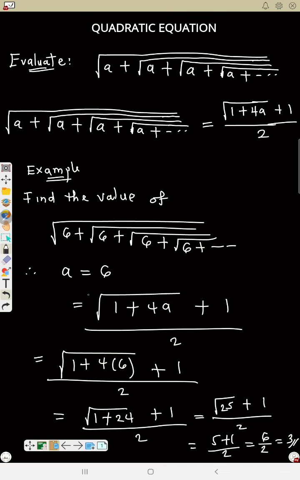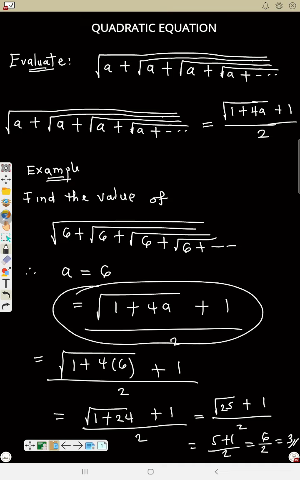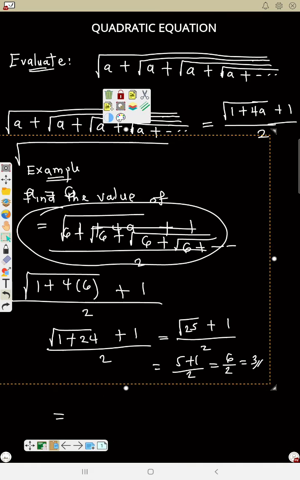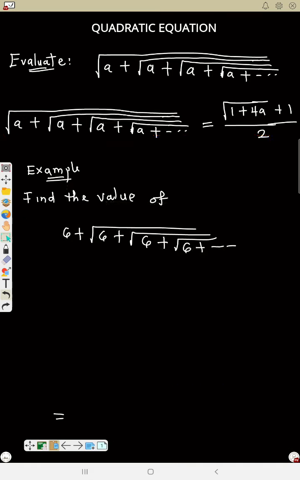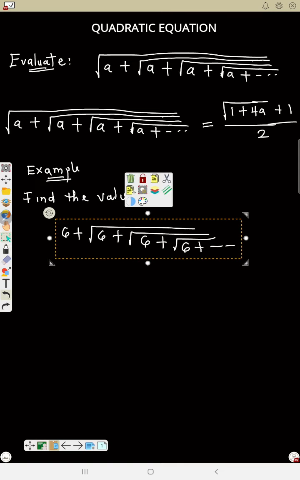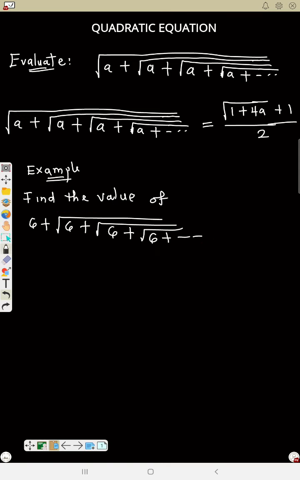So if you use this formula, then you can easily solve this question like that. So that means the solution to this question is 3, as shown in this diagram. So the solution is 3. That means this plus that, square root of 6 plus 6 plus 6, so everything is equal to 3.